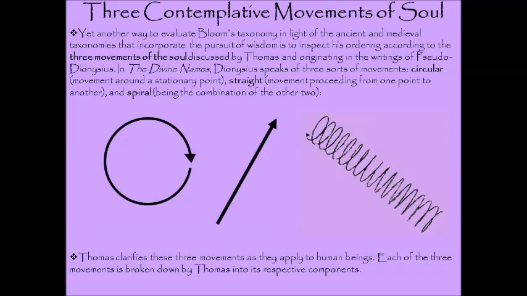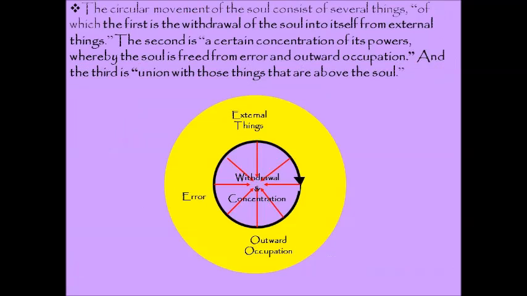Each of the three movements is broken down by Thomas into its respective components. The circular movement of the soul consists of several things, of which the first is the withdrawal of the soul into itself from external things. The second is a certain concentration of its powers, whereby the soul is freed from error and outward occupation. And the third is union with those things that are above the soul.